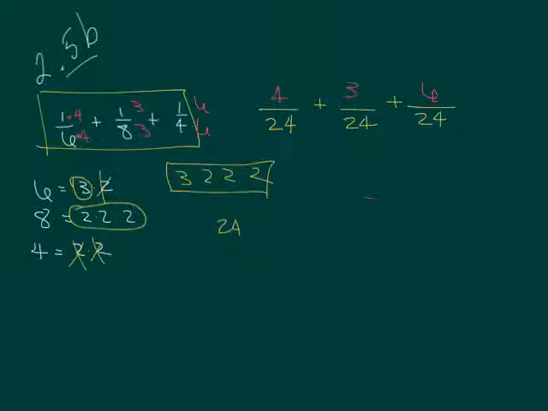So my answer is going to have a 24 in the denominator. I'm going to add my numbers here, which would be 4 and 3 is 7. 7 plus 6 is 13. And since 13 is a prime number, nothing goes into it that also goes into 24. So 13 over 24 ends up being my finished answer then.